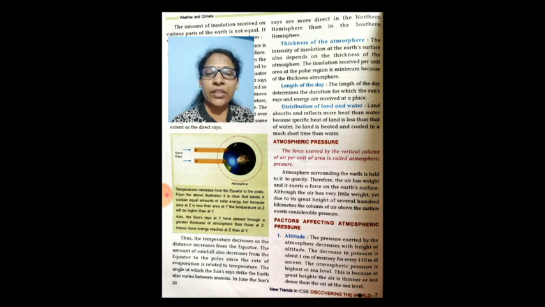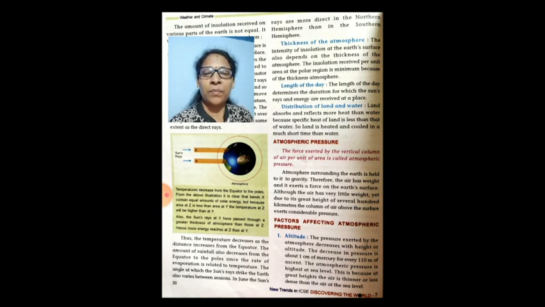So what is altitude? The pressure exerted by the atmosphere decreases with the height or altitude. As we go higher, you can see that the pressure exerted starts decreasing. So the decrease in the pressure is about how much? 1 centimeter of mercury for every 110 meters of ascent. So as we go up 110 meters, there is a decrease in the pressure of about 1 centimeter of mercury.